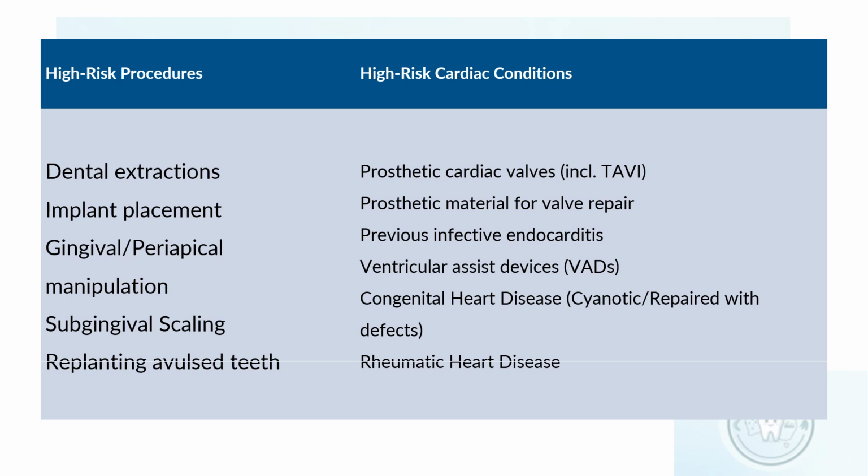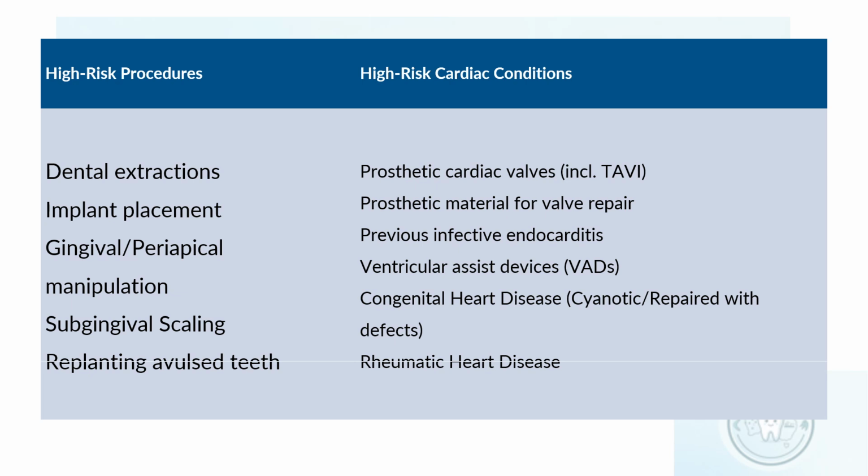Now, again, there are two different things mentioned here. One is high risk procedures, which are dental extractions, implant placement, gingival or periapical manipulation, subgingival scaling, and replanting of a tooth. Now, there is also mention of high risk cardiac conditions. Note that these two are different. What are the high risk cardiac conditions?